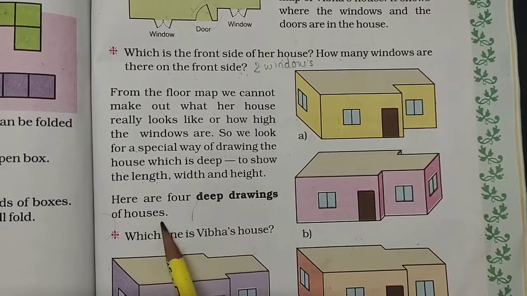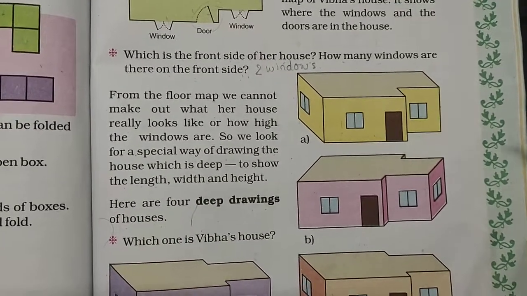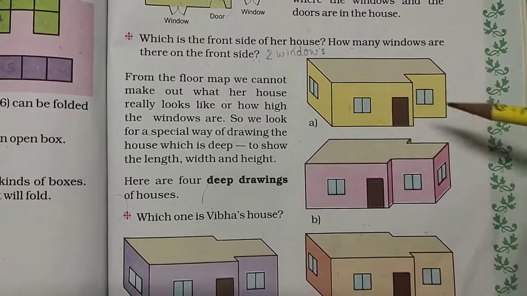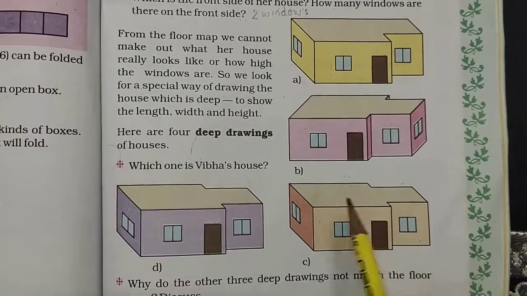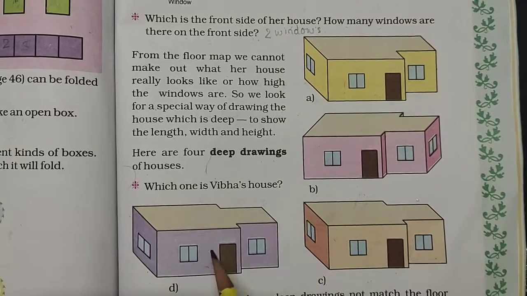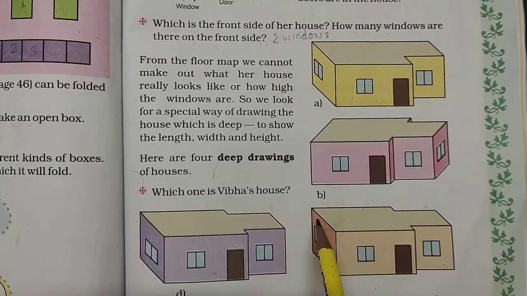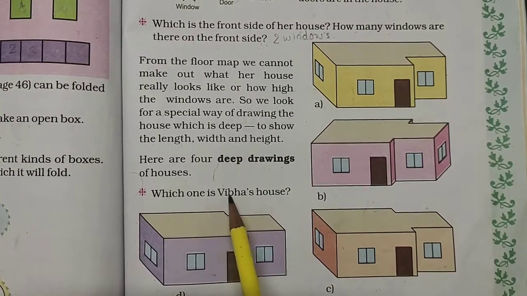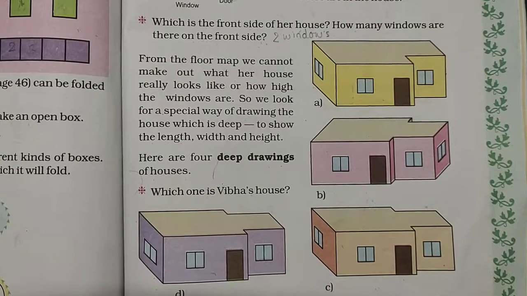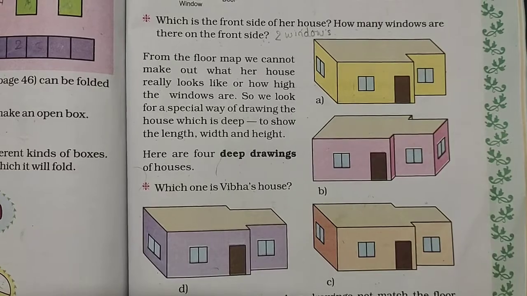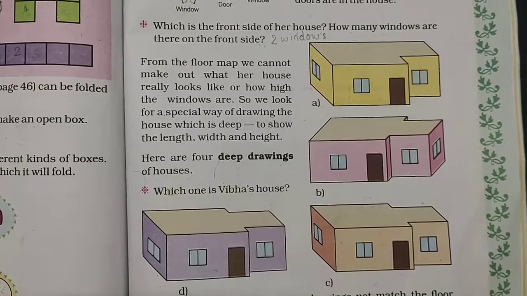Here are 4 deep drawings of the house. How many deep drawings of the house are there, students? A, B, C and D. 4. Now out of these 4 drawings, we are supposed to identify which one is Vibha's house. What are we supposed to identify? Which one is Vibha's house.